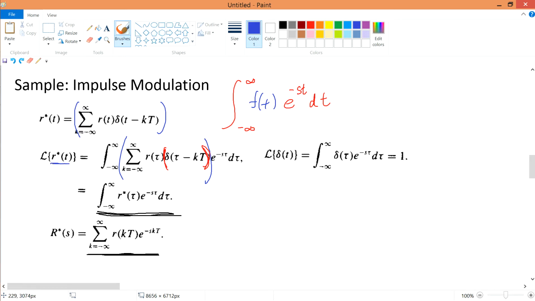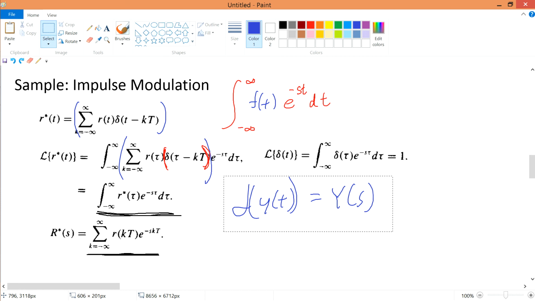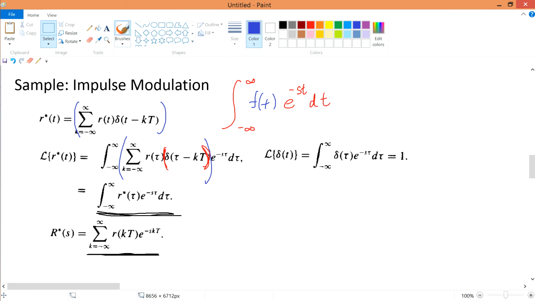And r star t, you will become r star s, capital R star s. For example, if you have yt and you Laplace transform it, normally people write it as capital YS. Same thing. So this is a small r star, and when you Laplace transform, it becomes capital R star. These are the few things that I just want to convey to you, and I hope that this meaning is fairly useful to you in the future. So see you soon, I mean in the next video.